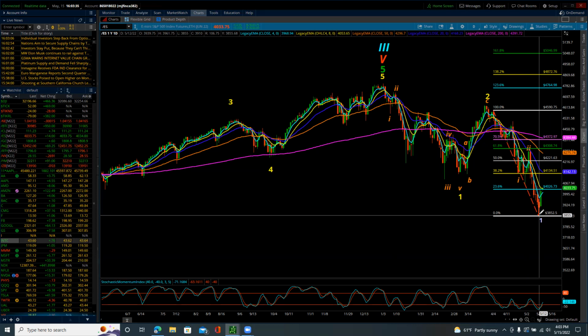And because it is a large intermediate degree third wave down, and as we know under Elliott, the third waves are normally the longest and the strongest out of 1, 3, and 5 within an impulse move. So we've got that all lined up. And now we're looking at it in progress. It is unfolding, and it is not atypical.